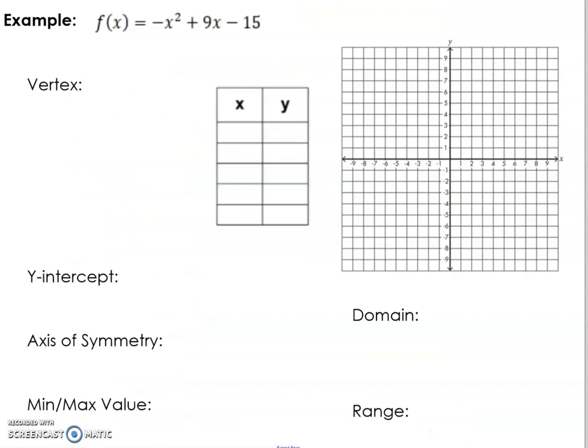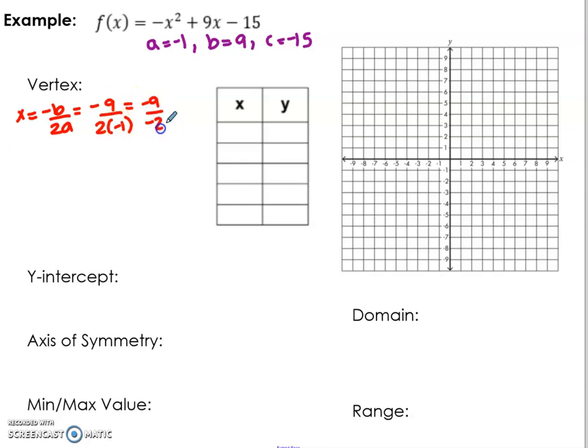So we're going to look at one more example. Okay, first identify a, b, and c. So a is -1, b is 9, c is negative 15. To find the vertex, we'll use the formula x equals negative b over 2a. B is 9, so we have negative 9 over 2 times negative 1. So negative 9 over negative 2, and that's going to give us 9 over 2, which is 4.5.